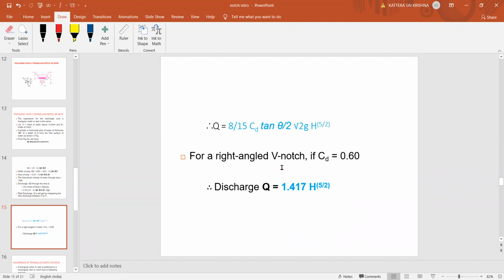For a right angle V notch, the angle is 90 degrees, so tan 45 becomes 1. So we get an expression in terms of h like this: 1.417 into h power 5 by 2. Just remember we need to know this one for our experiment today.